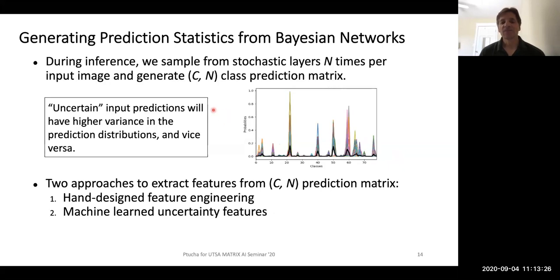All right. So what can we do with this? So we'll say we have a C by N prediction matrix. So we do this N times. Each time we do it, we have C classes. So let's assume this is 80 classes and N you could say is 100 or something like that. So really I have an 80 by 100 matrix, which I can extract some features from. And I can do that hand designed or machine learned.